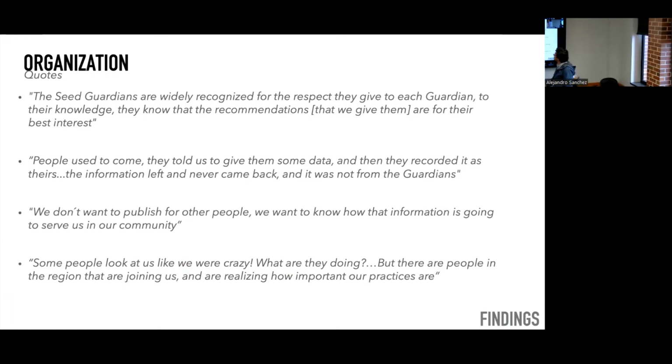So the organization, also something that I tried to do was to gather what were the perceptions of the seed guardians in the region. One of these quotes: the seed guardians are widely recognized for the respect they give to each guardian. Each farmer that joins them becomes a guardian. So if I'm not part of the organization, I'm just a farmer, but as soon as I'm part of the organization, I'm a seed guardian. And that's something for them to be proud of. To their knowledge, they know that the recommendations that we give them are for their best interest.